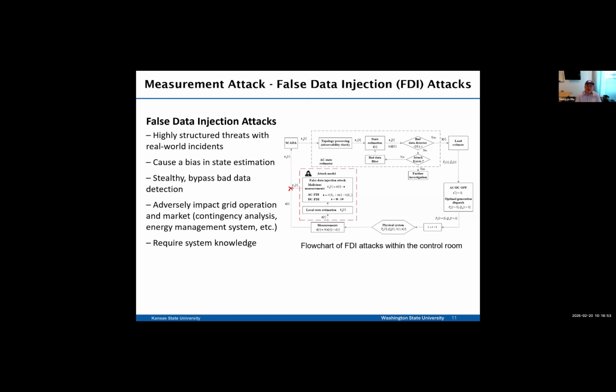FDI attacks inject malicious data into the SCADA system, compromise the measurements and bypass the BDD, resulting in a bias in the estimated state. The estimated state will be used in applications later on, as mentioned before, such as load estimation and the OPF model. Finally, the FDI can adversely impact the grid operation and energy market. To inject a highly structured FDI attack, the adversary usually needs knowledge of the system information.